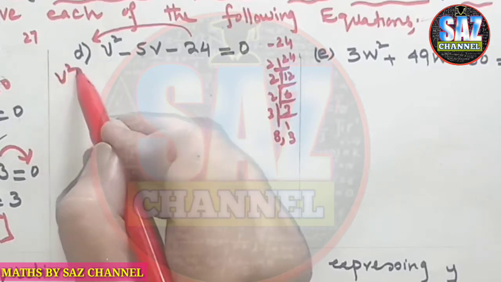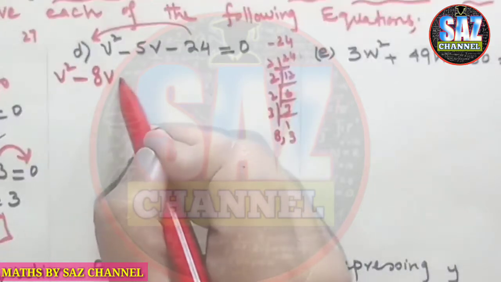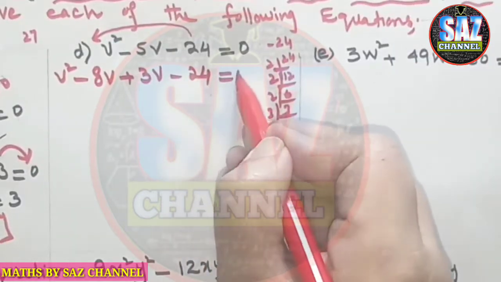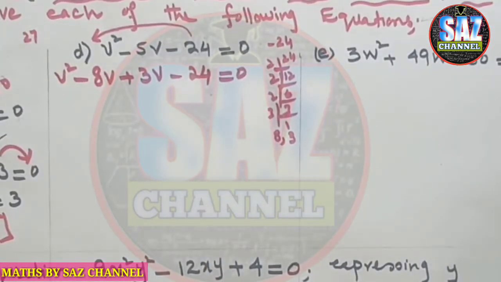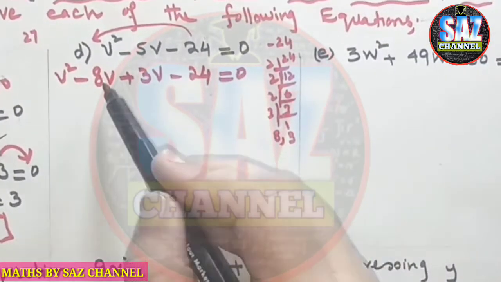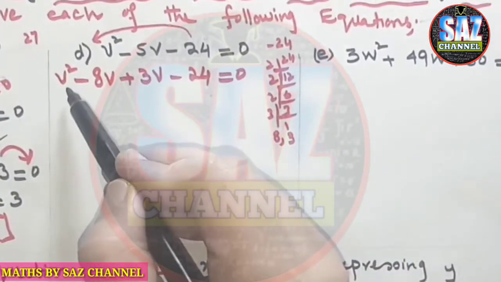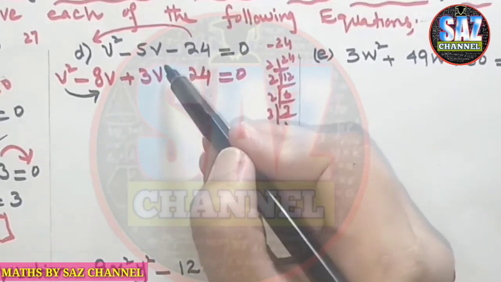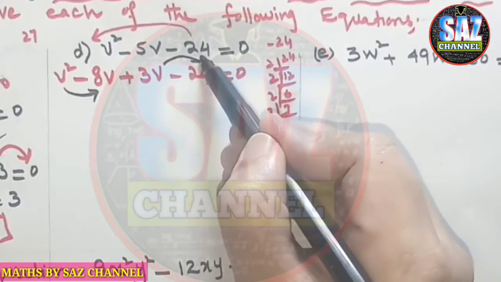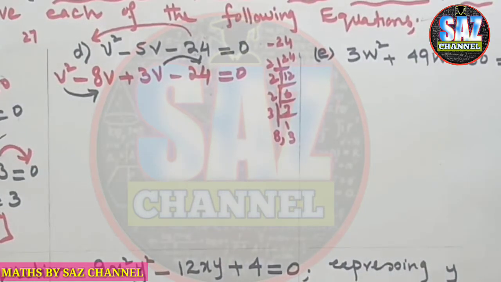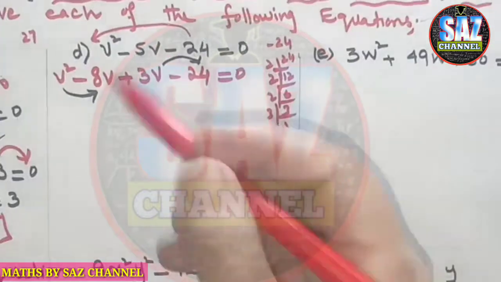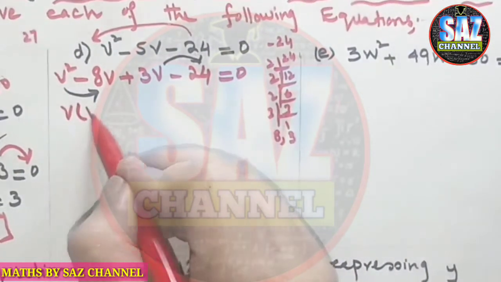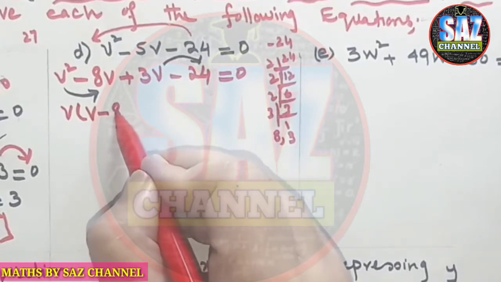So it will become v square minus 8v plus 3v minus 24 equals 0. Now my middle term is divided in two parts. I have separated the middle term. Now I have to divide them in groups of like terms having some number or letter as a common factor. If we look at the first group, we can extract v out, and when I'm extracting v out from the first group, I will be left with v minus 8.